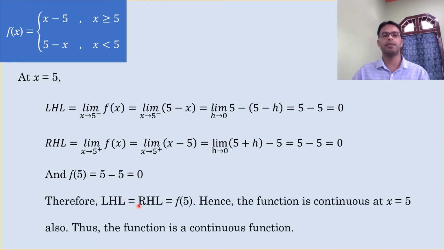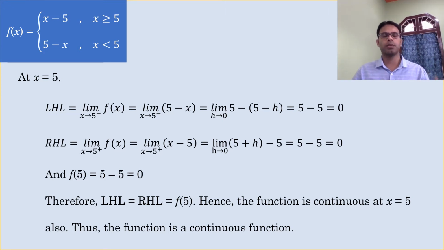So therefore left hand limit is equal to right hand limit is equal to the function value f(5), as the function is continuous at x is equal to 5 also. The doubtful point was x is equal to 5, and we have seen here that the function is also continuous at the doubtful point, and that is why the function is continuous in the domain of the function. Thus the function is a continuous function, and that completes the solution of the problem.